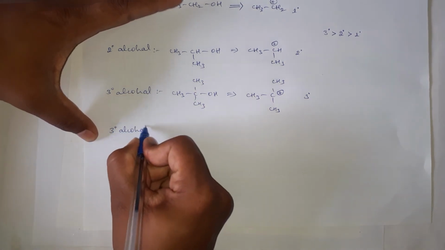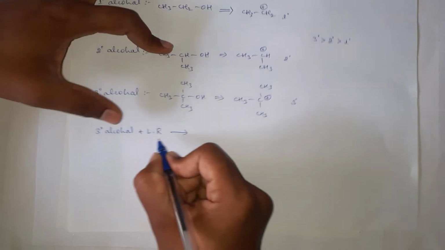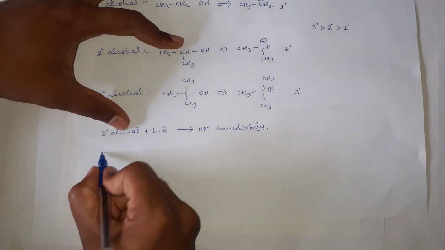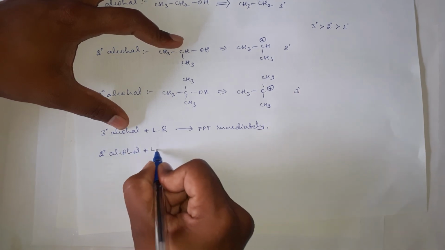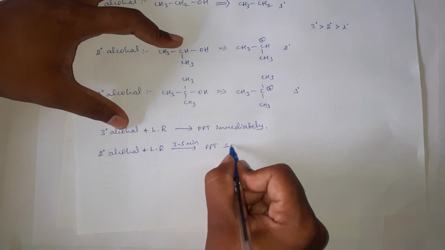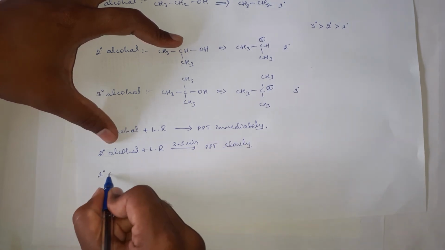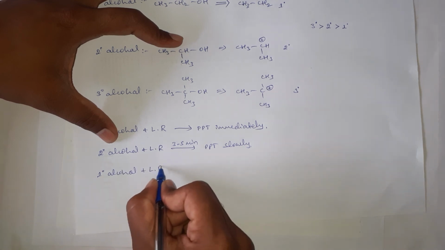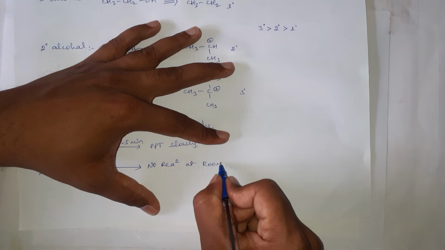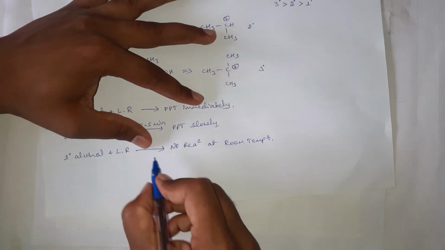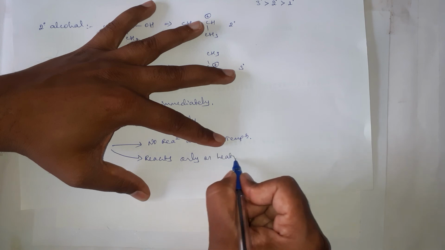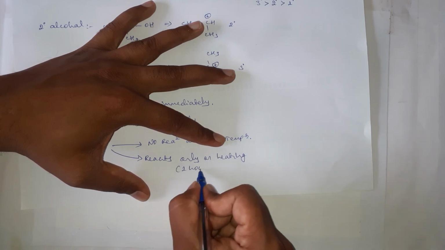Therefore, tertiary alcohols will react very easily with the Lucas reagent and form precipitate immediately, and the secondary alcohols will react with the Lucas reagent for about 3 to 5 minutes and form precipitate slowly, and the primary alcohols, when treated with Lucas reagent, we can observe no reaction at room temperature, but react only on heating for about 1 hour.